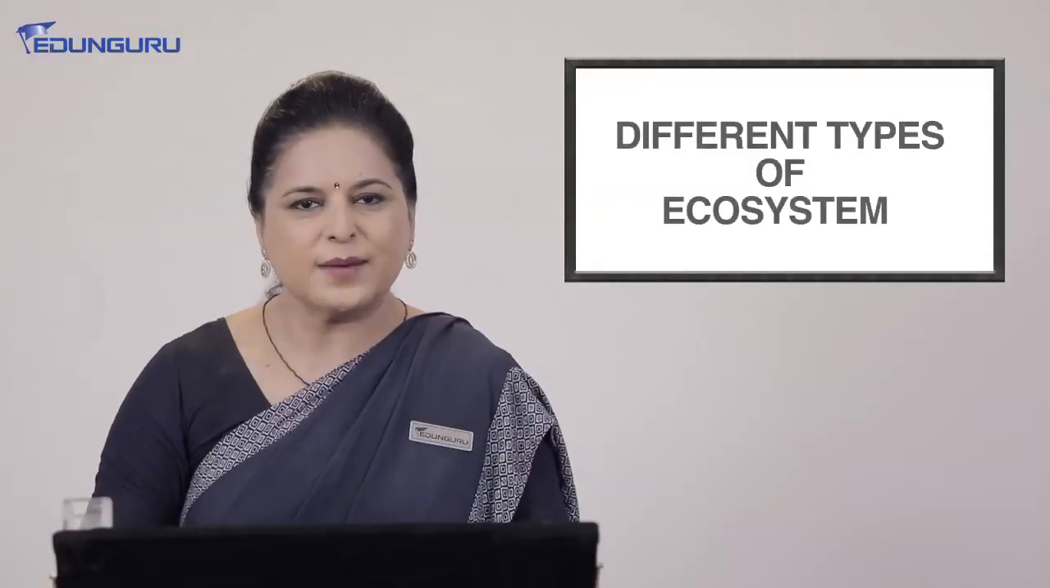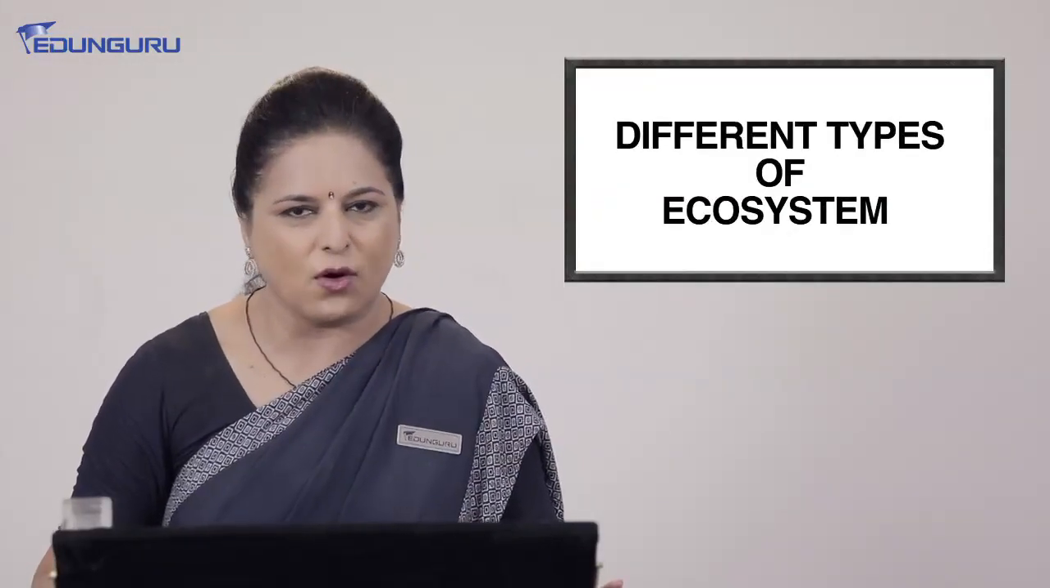Now, there are different kinds of ecosystems. As I told you, we cannot study the entire earth in one sitting. We have to divide that into many smaller units. Now, let us discuss that with an example. The different types of ecosystems are based on the type of habitat that the living organisms use, or we can say whether they are made by nature or by man.